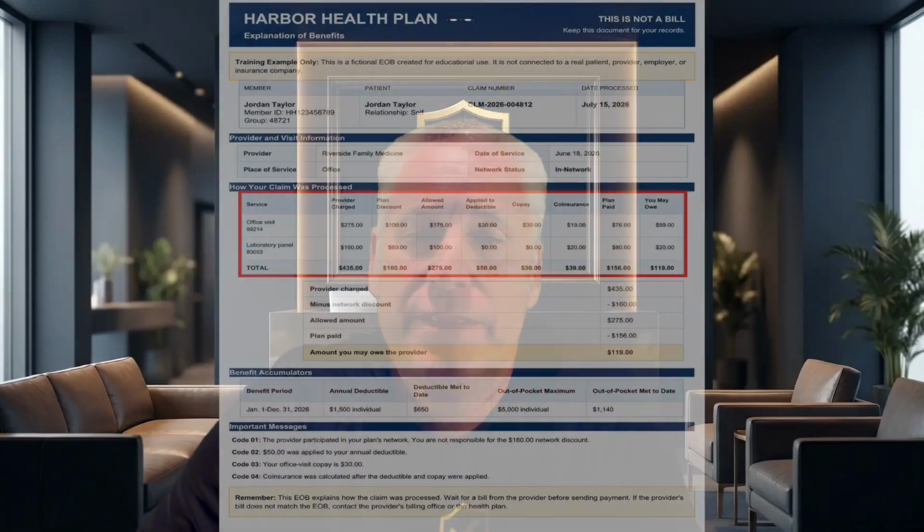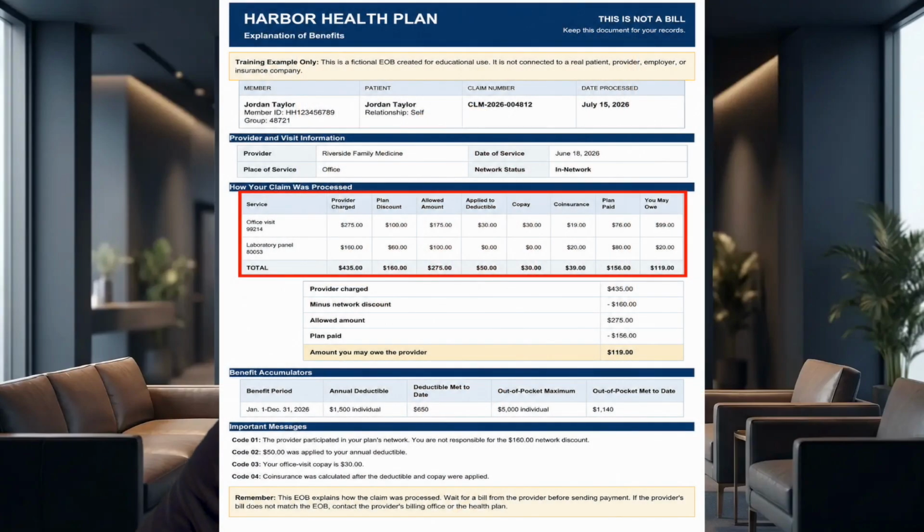Let's follow the math. Provider billed $435 minus the network discount of $160 leaves the allowed amount of $275. Insurance paid $156, leaving $119 that the patient may owe, assuming they don't have a secondary. When the numbers don't make sense, that's when experienced receptionists begin investigating.